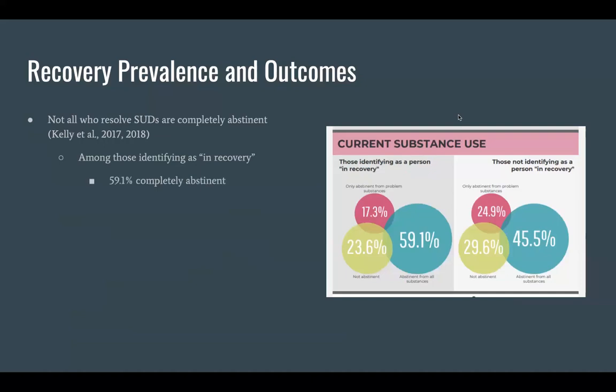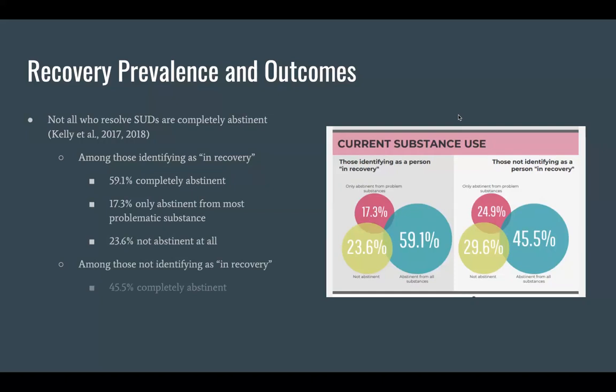Among those identifying as in recovery, if we were to ask people, are you in recovery, here's what they reported. About 59% were completely abstinent, so a majority, but certainly not all. 17.3% were only abstinent from their most problematic substance, so somebody that might have intravenously used opioids or heroin, no longer uses opioids, but may use medical marijuana or cannabis or still drink, but is abstinent from that identified most problematic substance. And an interesting 23.6% weren't abstinent at all. And again, this is amongst those that actually said, I'm a person in recovery, not just those that have resolved an AOD issue, but among those that don't identify as in recovery, we see very similar numbers.